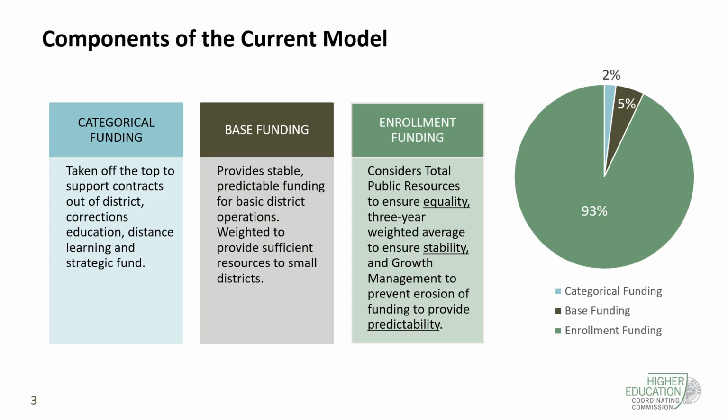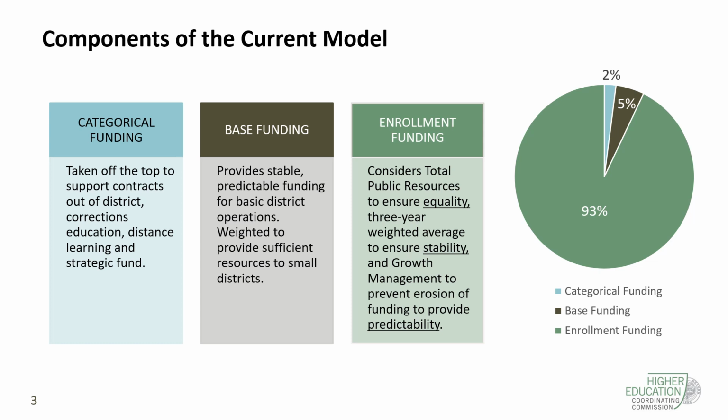The largest component of the current model by far is enrollment funding. And you can see it's 93% of the total right now. It considers total public resources to ensure equality of funding. It uses a 3-year weighted average to ensure stability of funding. And it also employs a growth management component to prevent the erosion of funding, which provides predictability of resources to the colleges. So essentially, this model is enrollment driven.